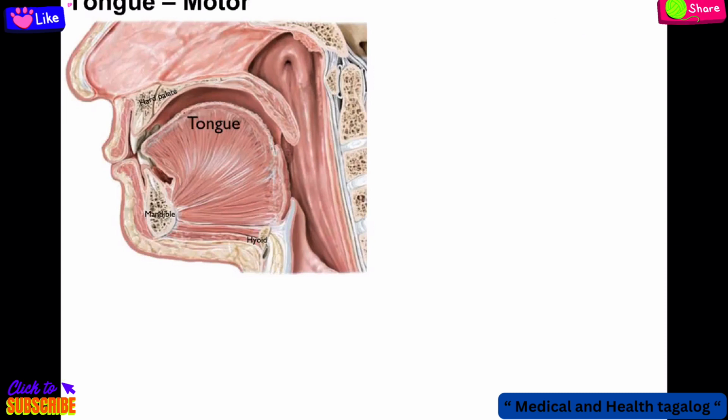Now, motor innervation of the tongue. So there's our tongue, and blue represents the epithelium on top for taste and general sensation.